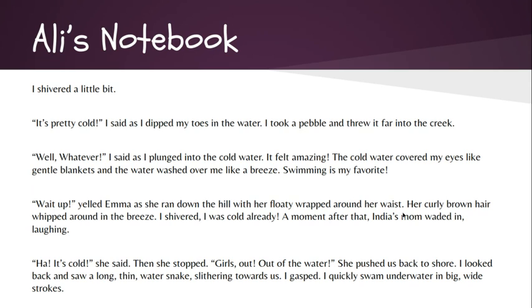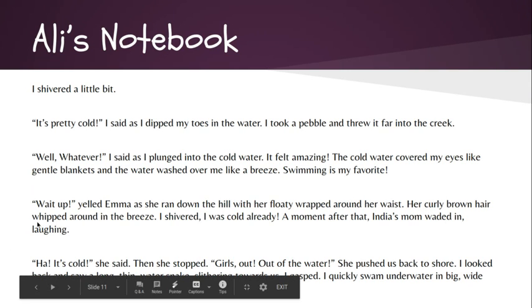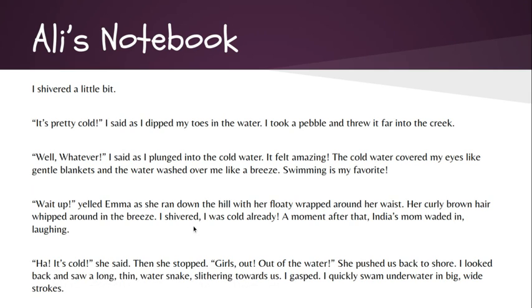She helps me visualize Emma's hair, describing it as curly and brown and it's whipping in the breeze. So she's doing a lot of things to help me picture this setting as if I was really there. And when we get to the part about the snake, she doesn't just say, "Get out, there's a snake in the water." She describes it. It's long, it's thin, it's slithering. So I could picture it and I could see its movement.